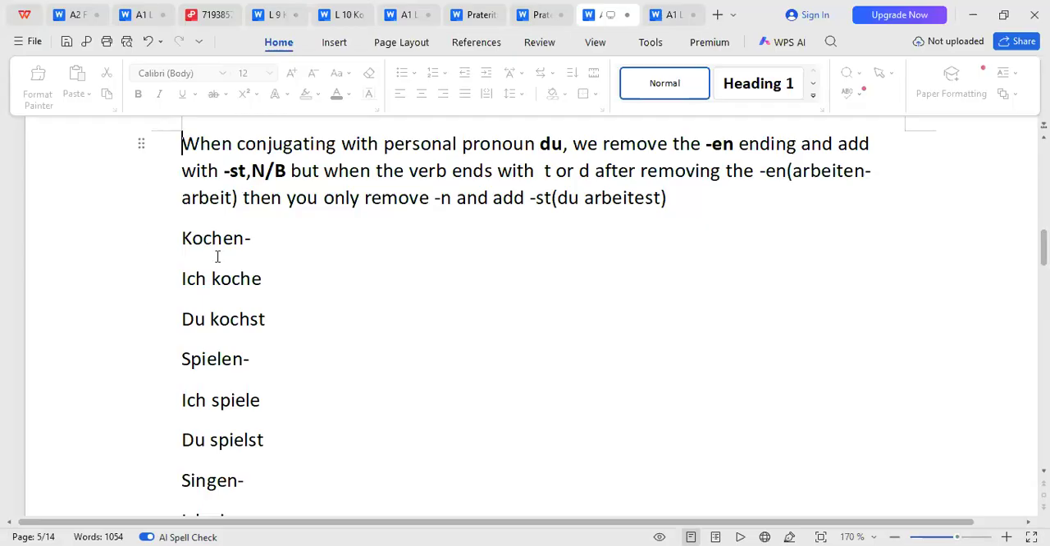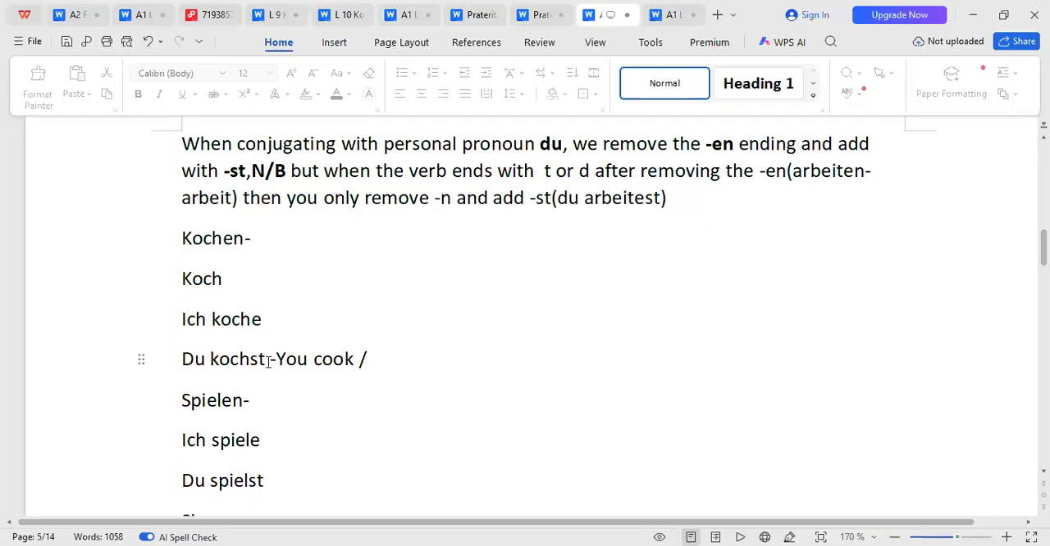Let us check kochen. If you have kochen, well, that is just an n, but the general rule of the du, you remove the en and add an st. Let us see with kochen. Just remove the en. You will have the koch. So if it is ich, the rule is that with ich, you put an e at the end. I'm cooking or I cook. If it is du, write the du, then write the koch and add an st. It means you cook or you are cooking.